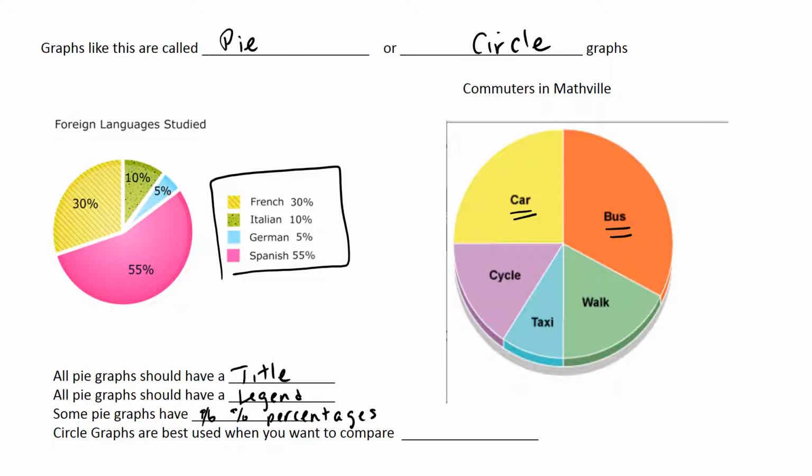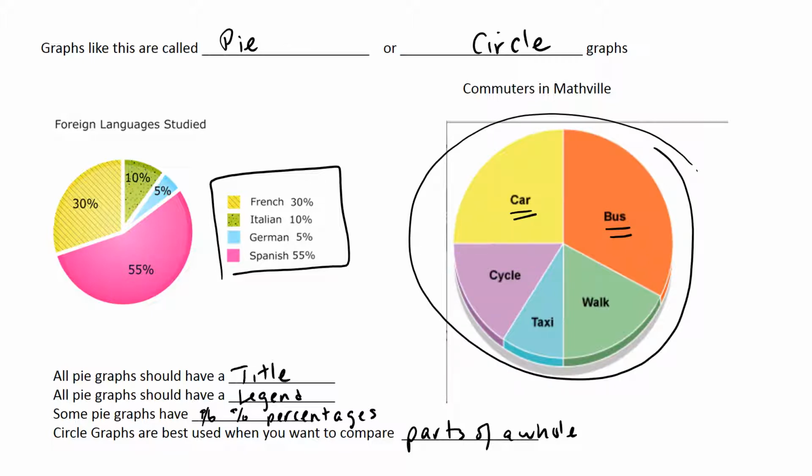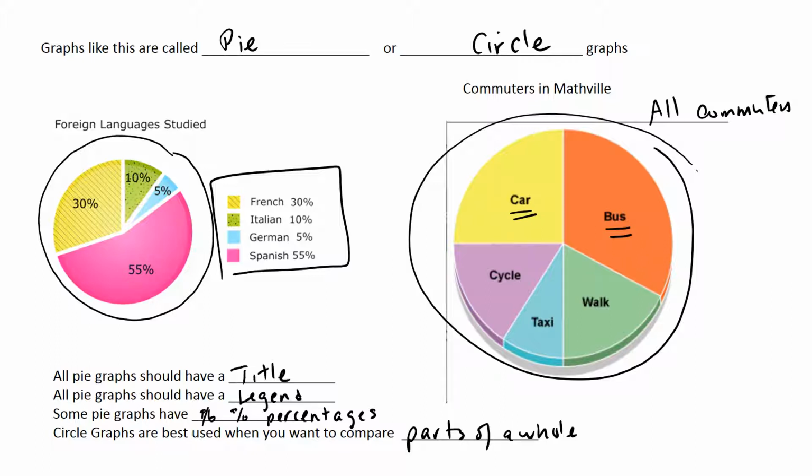And circles are best used when you want to compare parts of a whole. In other words, this represents all of the commuters, the whole commuters in Mathville, and this represents all of the students taking a foreign language in that school. So you always have to have everybody represented in your pie or circle graph.